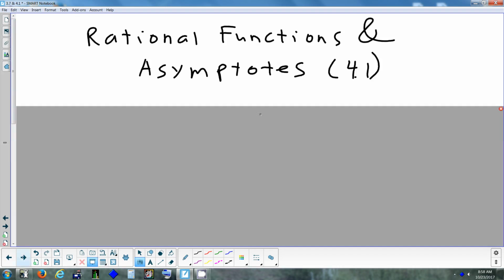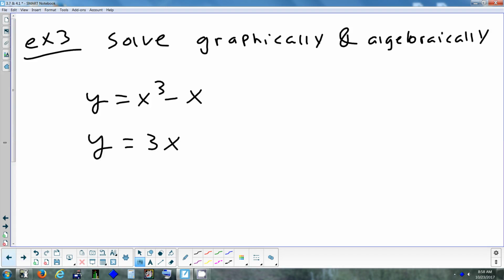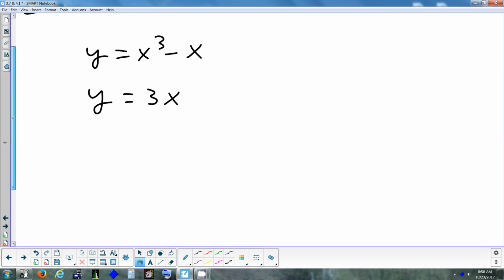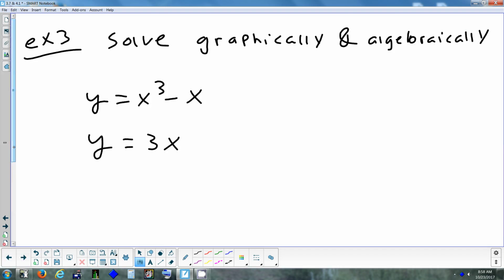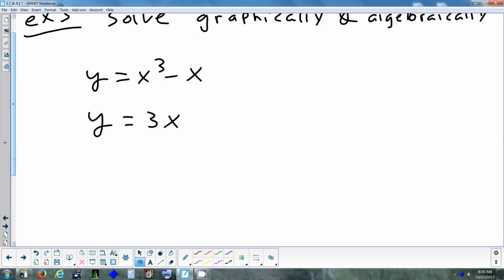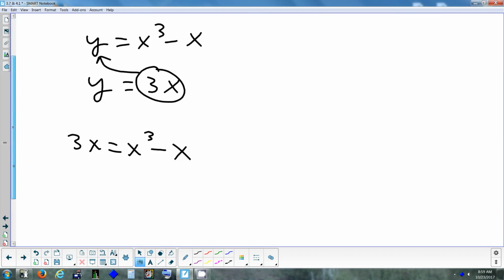All right, the last one, let's do it algebraically first, and then we'll do it graphically. So how would I do that algebraically? What would be a good approach? You could plug in 3x for y in the first one. Yeah, this one is set up to do substitution perfectly because it's already solved for y on both of them. So just plug in 3x equals x cubed minus x.